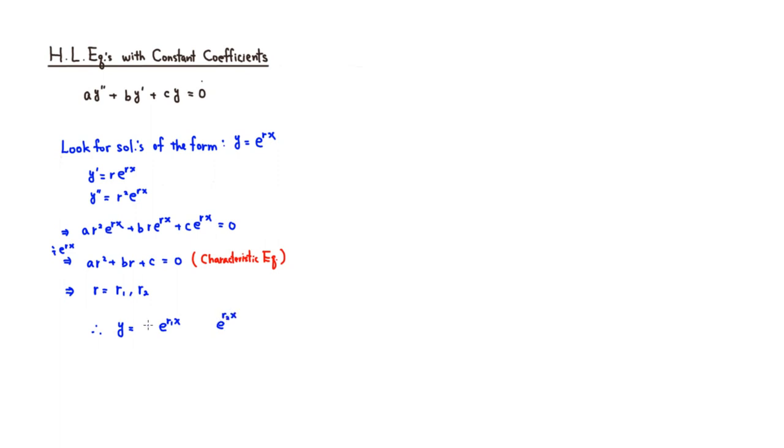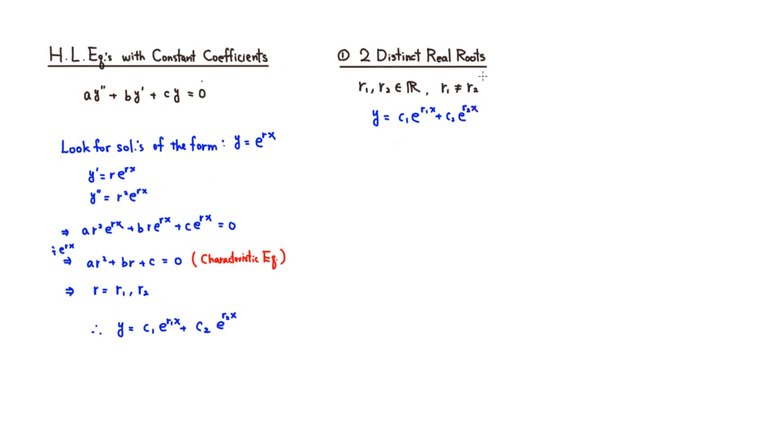Remember that any linear combination of solutions is also a solution, so I'm going to make the linear combination. This is the solution when you have distinct real roots. When you have two distinct real roots, the solution is simply y equals c1 e to the r1 x plus c2 times e to the r2 x.